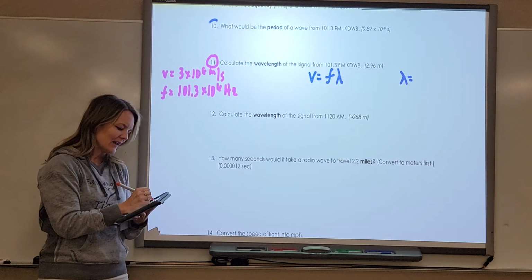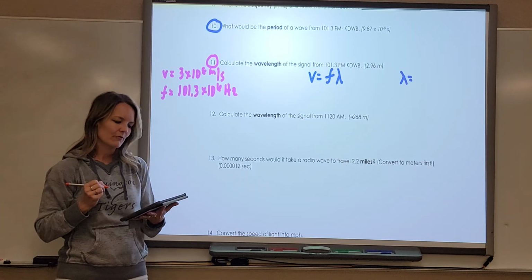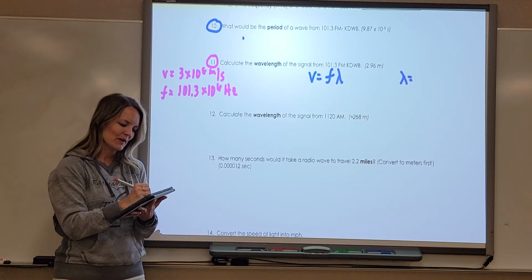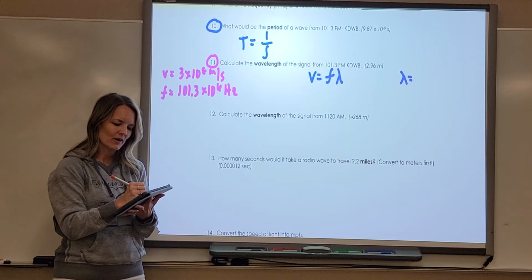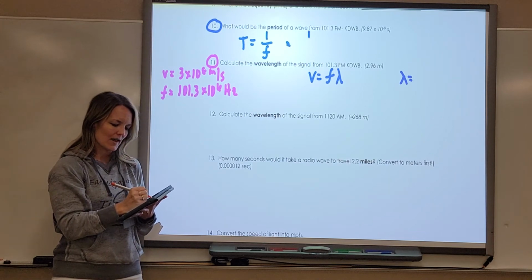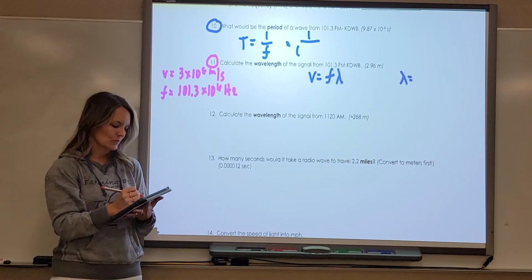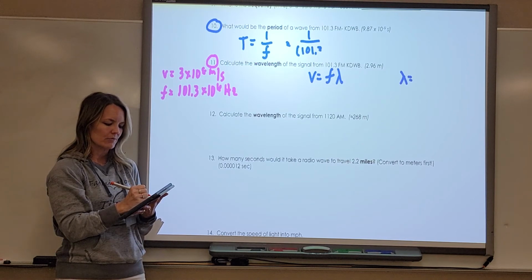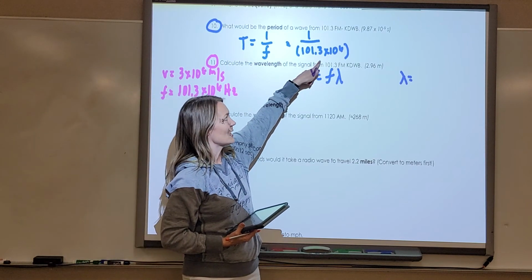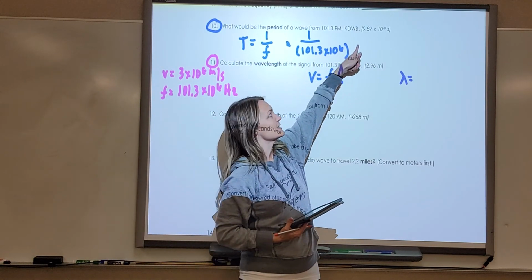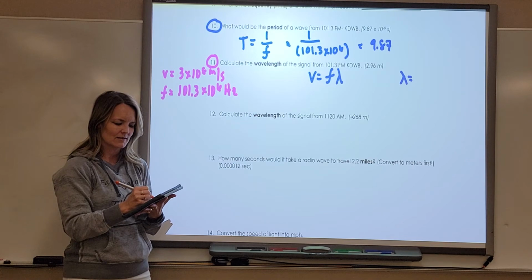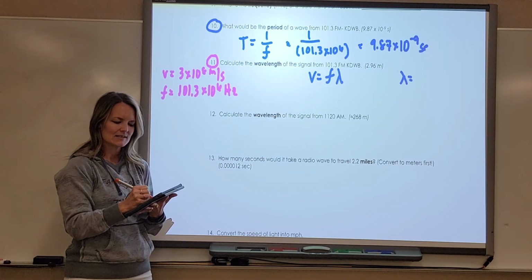For number 10, what is the period of a wave from 101.3 WDWB? Okay, remember period. The equation for period is 1 over the frequency. Okay, we have the frequency right here. So I just need to take 1 divided by, use parentheses when you divide by an exponent, 101.3 times 10 to the 6th. And when I do that, I am dividing by a big number, which means I'm going to have a very small number. It is going to come out as 9.87 times 10 to the negative 9 seconds.